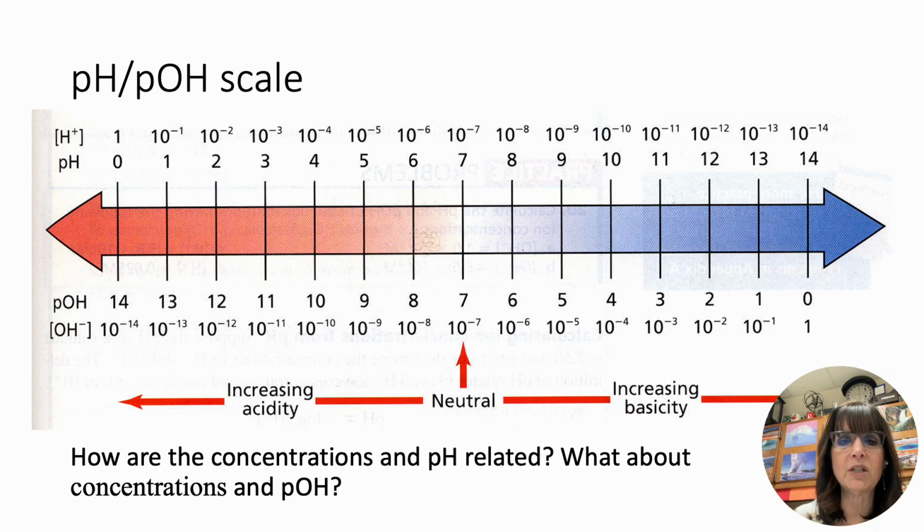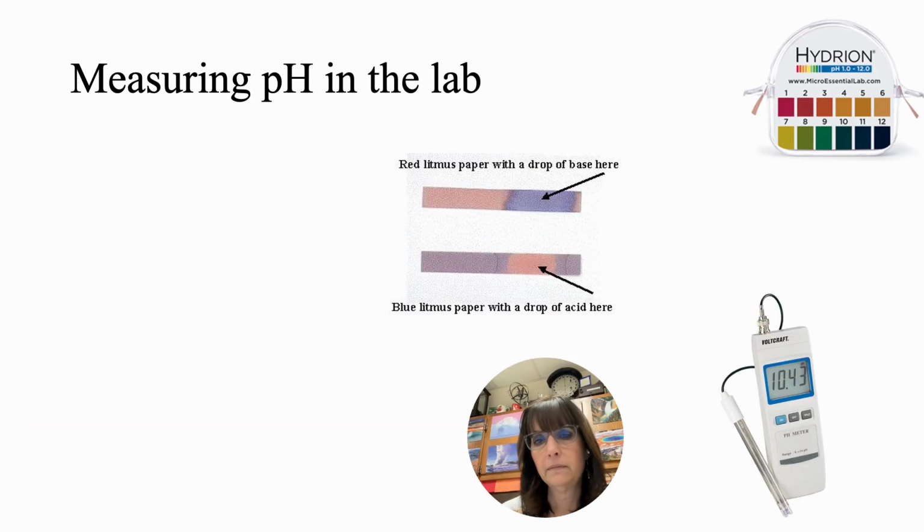Again, I like to look at the pH scale. When the pH is between 0 and 7, it's increasing in acidity. 7 is neutral. Beyond that is basicity. But that is how you can relate the two.